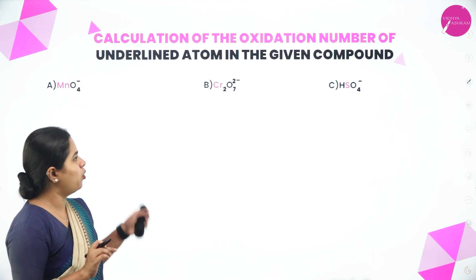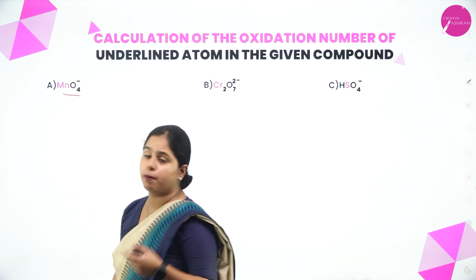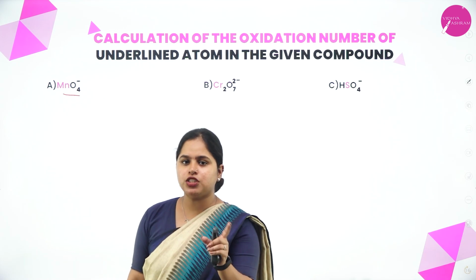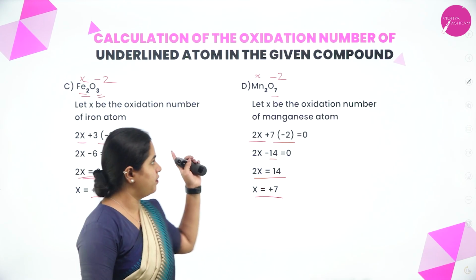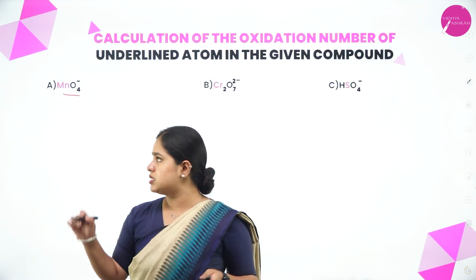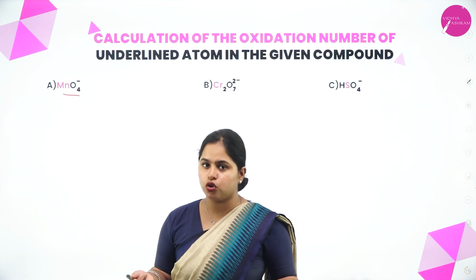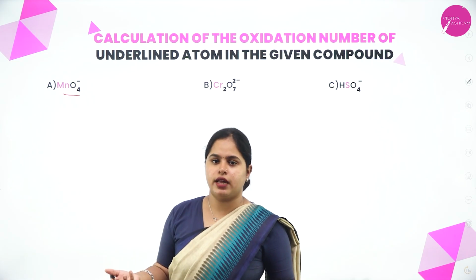So let's do a few more examples here, right? So the first one here is MnO4 minus. So there is a small change in this particular example. Why? Because all these examples that we have discussed now are not having any charge. Right. So this one is having a charge. So we can't write it as equal to 0. The algebraic sum will be equal to the charge on that substance.